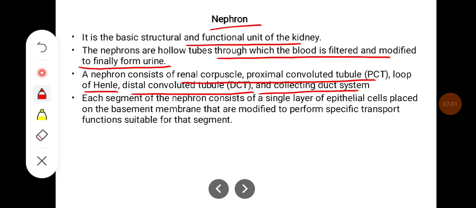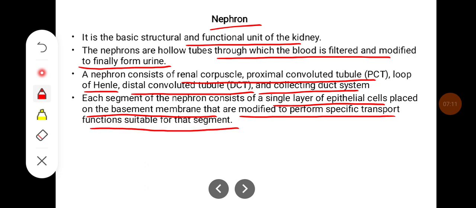Each segment of the nephron consists of a single layer of epithelial cells placed on the basement membrane that are modified to form specific transport functions suitable for that segment.